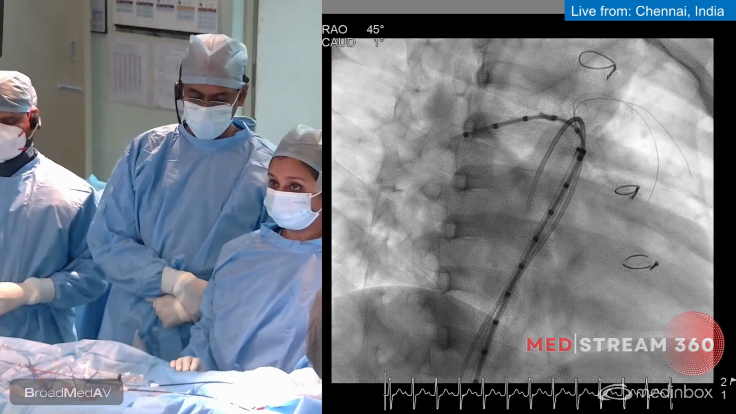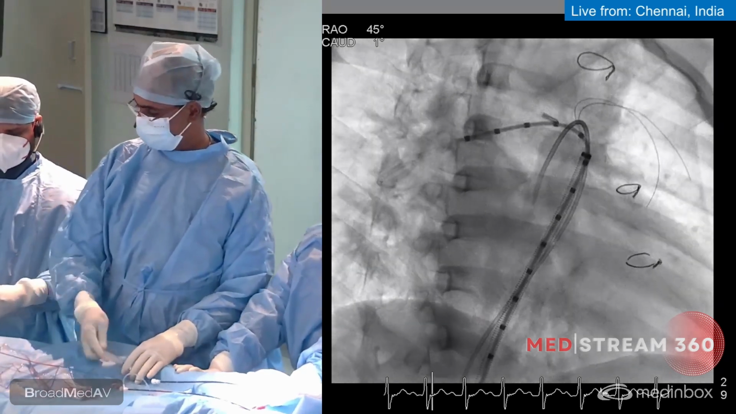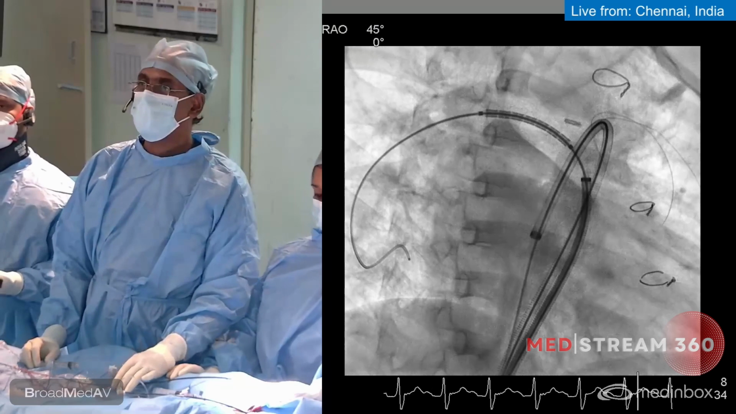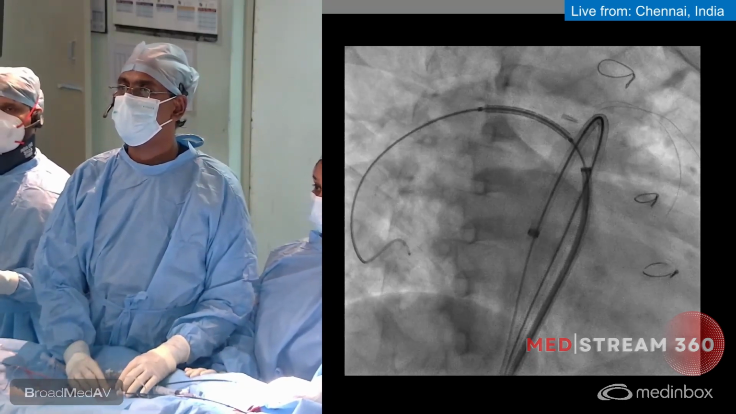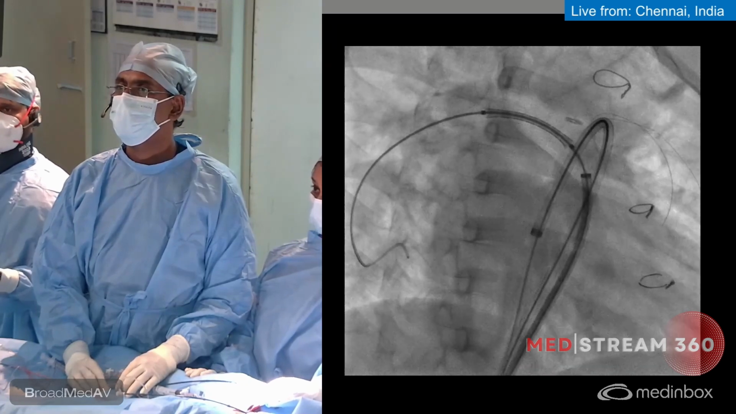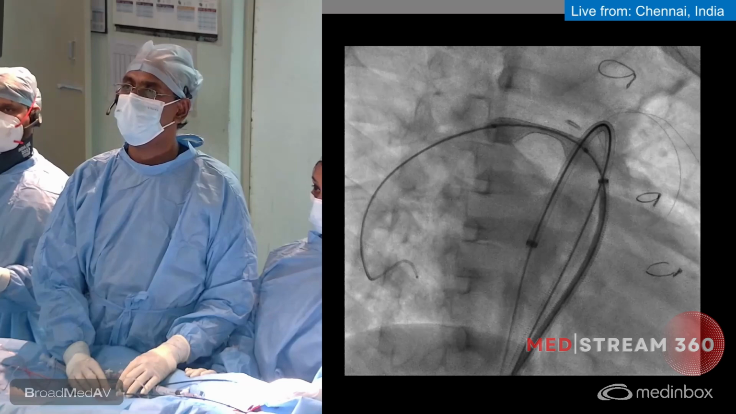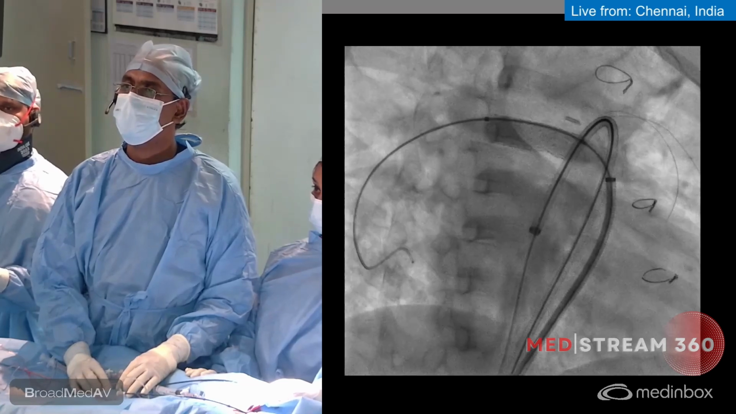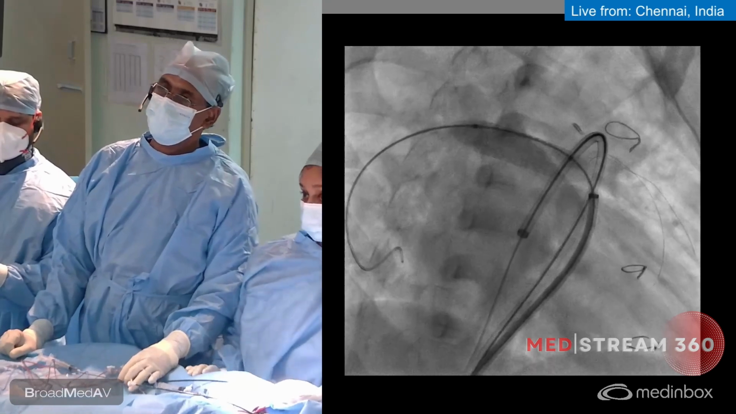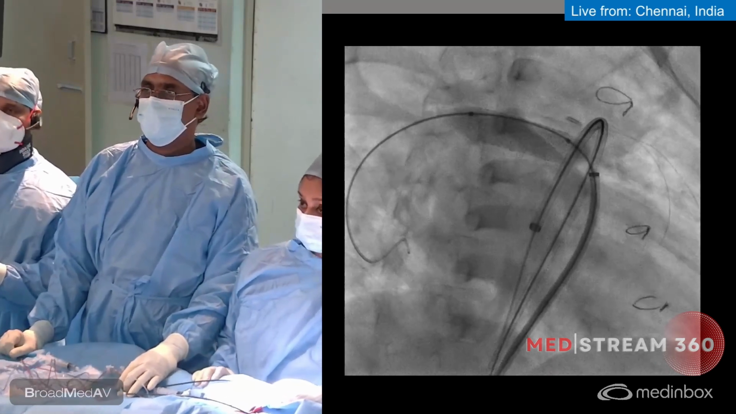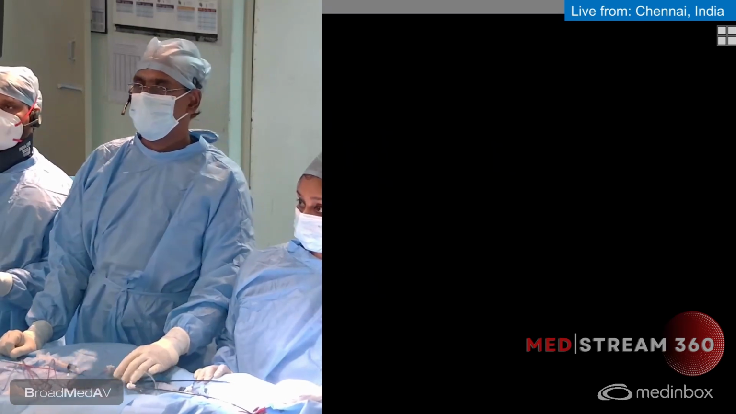Can we go to that right pulmonary artery projection so that the position seems fine. So you can slowly start inflating. I'm starting to inflate now. Yeah, keep inflating. Go up to 10 atmospheres, and 11 atmospheres. Now we can deflate.